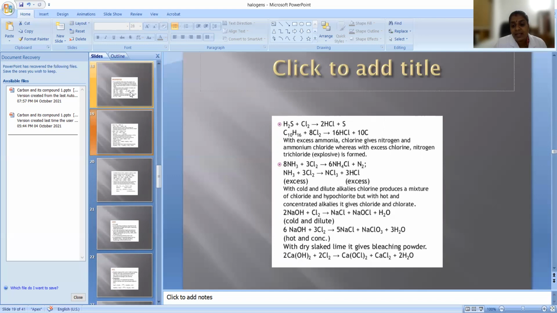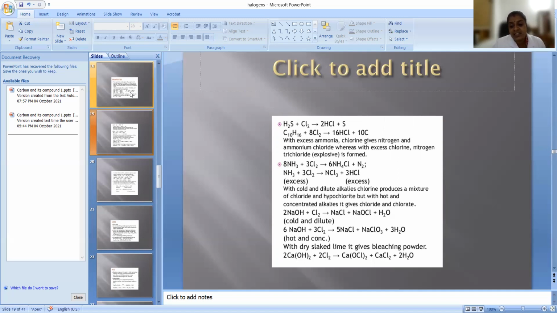With cold and dilute alkalis, chlorine produces a mixture of chloride and hypochlorite. But with hot and concentrated alkalis, it gives chloride and chlorate. So that is already given. With sodium hydroxide, if it is cold and dilute, it will give us sodium chloride, sodium hypochlorite, and water. Okay, if you use hot instead of cold, then instead of sodium hypochlorite, NaOCl, we will get NaClO3. That is the only difference.